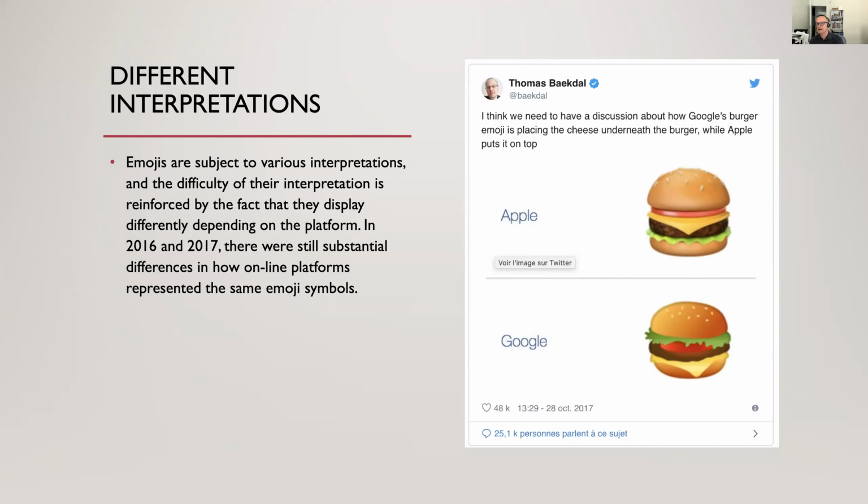This is a tongue-in-cheek image that I found quite comical. This guy is concerned by the fact that Google's burger emoji is placing the cheese underneath the burger while Apple puts it on top. That's a topic for another presentation probably. But the important thing is to realize that these emojis display differently on different platforms.